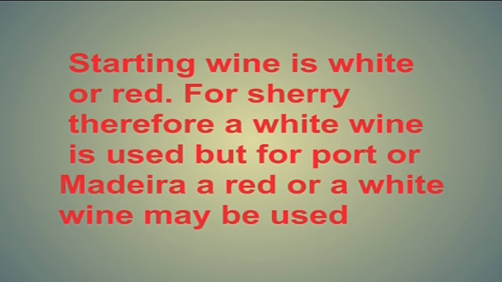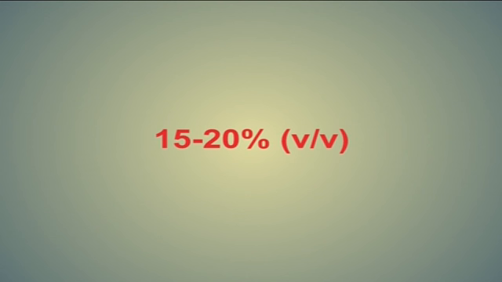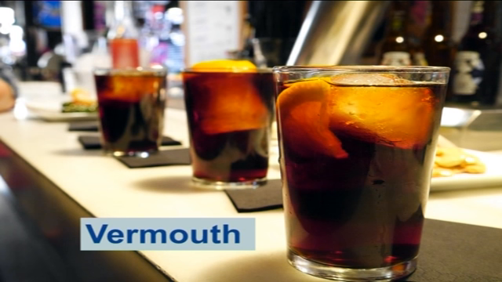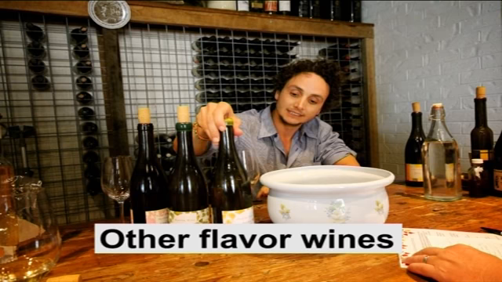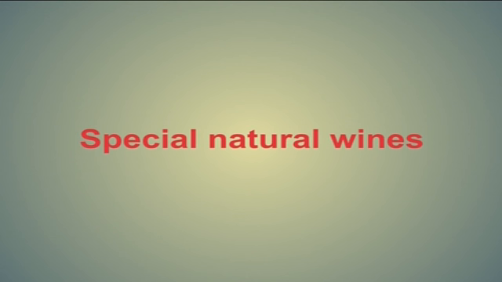For sherry, therefore, a white wine is used, but for port or Madeira, a red or a white wine may be used. All the three fortified wines have a high alcohol content ranging from 15 to 25% volume by volume, derived from added alcohol, hence their name. They are usually separated into two groups: vermouth and other flavored wines, that is special natural wines.